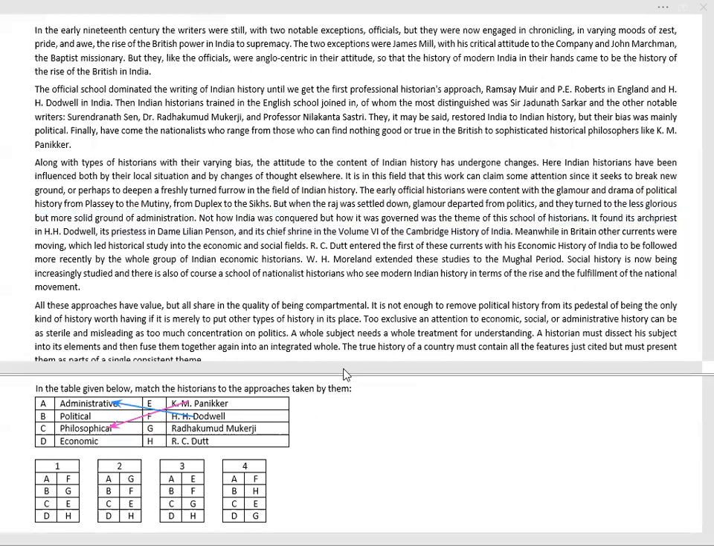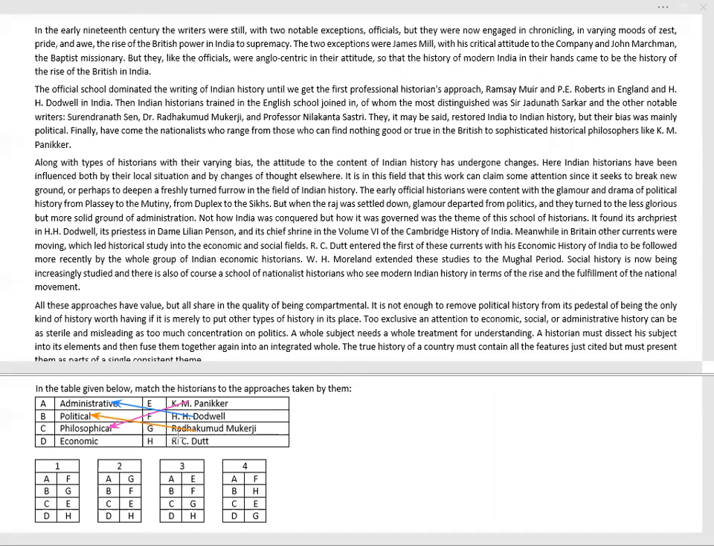Next up, we have Radha Kumud Mukherjee. Dr. Radha Kumud Mukherjee has been mentioned here. And we see that after these names, it is mentioned, they, it may be said, restored India to Indian history, but their bias was mainly political. So Dr. Mukherjee is an instance of, or is one name that is connected to, the political approach of history. In other words, B connects to G.